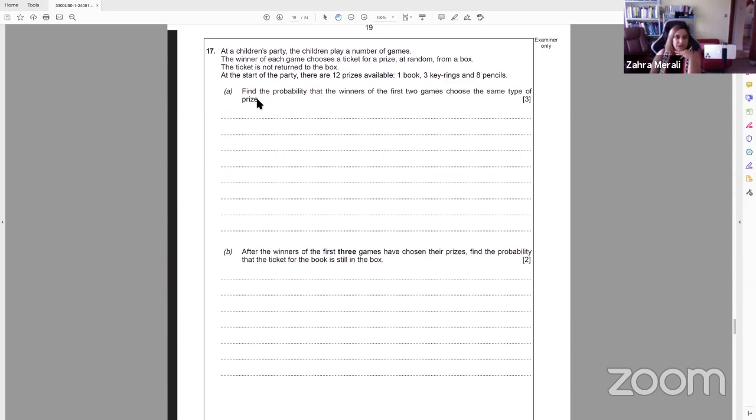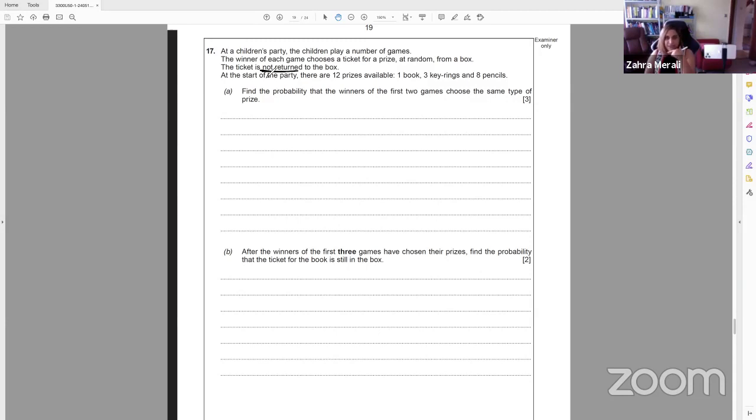At a children's party, the children play a number of games. The winner of each game chooses a ticket for a prize at random from a box. The ticket is not returned. So that's the important bit of information there. So we're told the ticket is not returned to the box. At the start of the party, there are 12 prizes available: 1 book, 3 key rings, and 8 pencils.